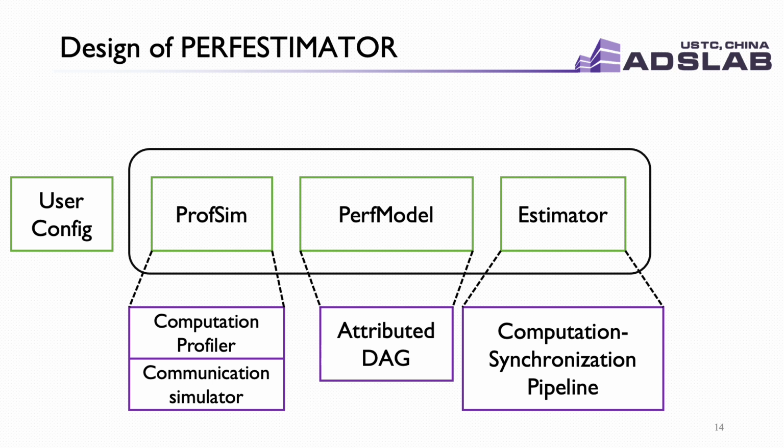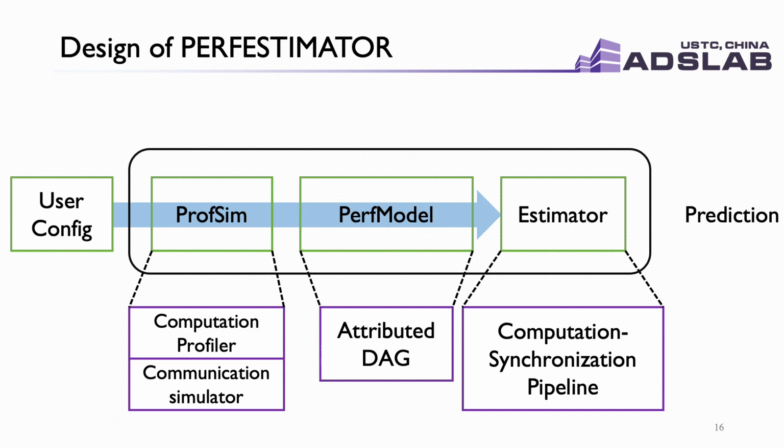Users can set configurations containing network communication configuration, DNN structure, and hardware configuration. With this configuration, PerfSim will output the necessary data of time cost of training processed through profiling and simulation. PerfModel will use the data to complete the attributed DAG. Then, Estimator builds the computation synchronization pipeline and predicts the training performance and scalability of the system. This is the high-level architecture and workflow of PerfEstimator.